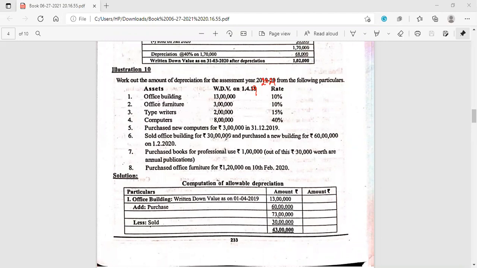Purchased a new computer for rupees 3 lakh on 31st December 2019. Sold office building for rupees 30 lakh and purchased a new building for 60 lakh on 1st February 2020. Purchased books for professional use 1 lakh, out of this 30,000 worth are annual publications. Purchased office furniture for 1,20,000 on 20th February 2020. Okay, similar to the previous problems only.